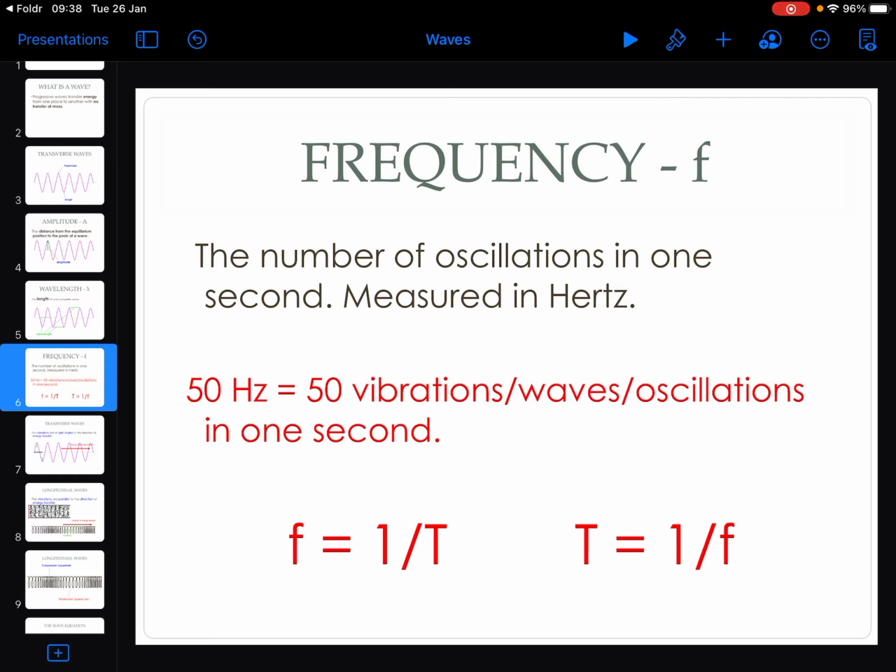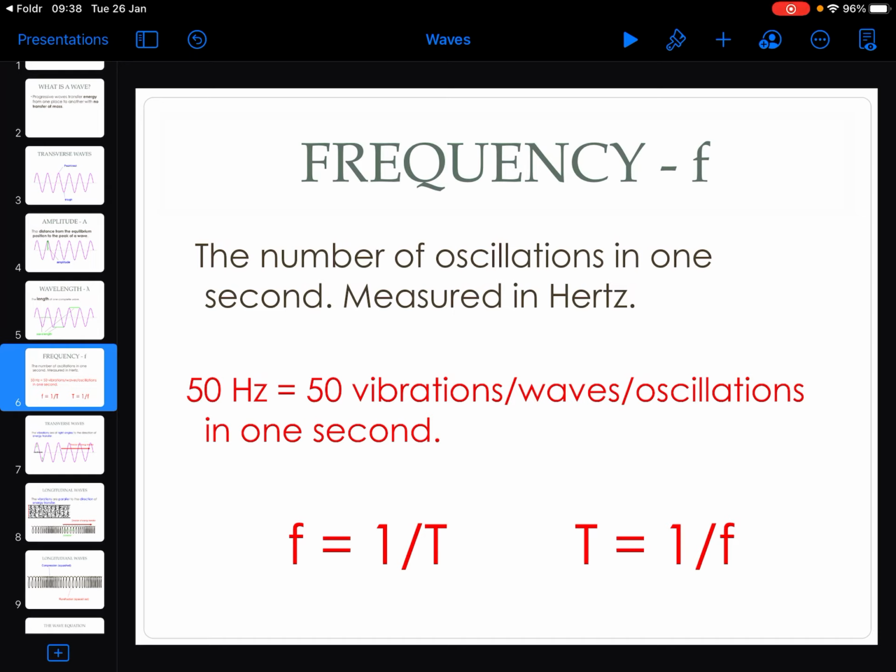The reason it is very handy for you to know that is they quite often don't say the frequency is 50 hertz. They might say 100 waves pass a point in 2 seconds. And you have to think, okay, that means it's 50 waves in 1 second. Okay, the frequency is 50 hertz.